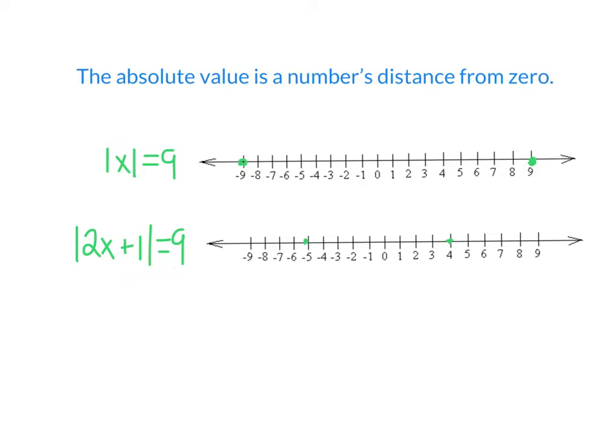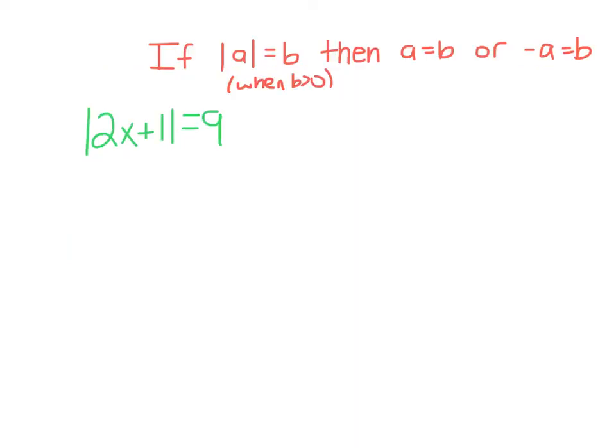But let's see how to actually solve this. The rule is that if the absolute value of a equals b, then either a equals b or negative a must equal b. And we saw that with numbers before. This is only true when b is greater than 0 because an absolute value cannot be negative.